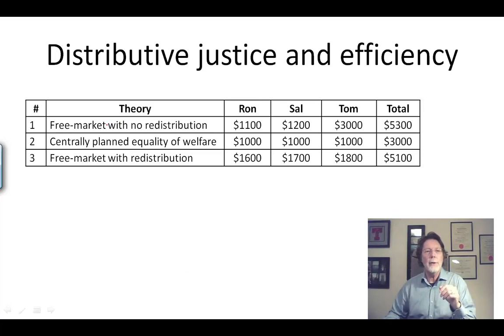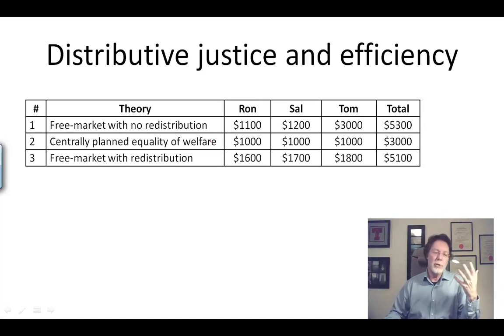In this case, we've got the free market with no redistribution. There are three participants, Ron, Sally, and Tom. Ron gets 1,100, Sally gets 12, and Tom gets 3,000. The total is maximized, and it's the maximum of all these distributions, because the free market maximizes the total resources that are available to people. But it doesn't do it in what we might call any sort of egalitarian way. Tom gets more than twice as much as everybody else.